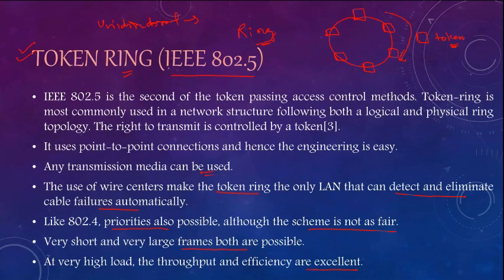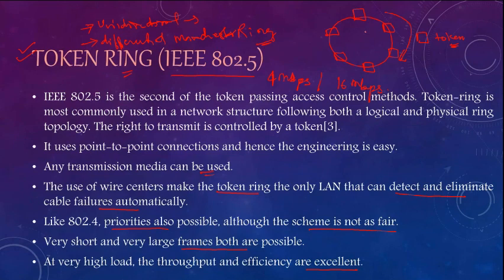Token passing will be done in both, and here the data rate is 4 Mbps or 16 Mbps. And the encoding that will be done is the same, differential Manchester encoding. Also, here there will be a variable size of frame because it is using the token. Once a particular station has the token, it can send whatever amount of data it has. There is no limit on the size.